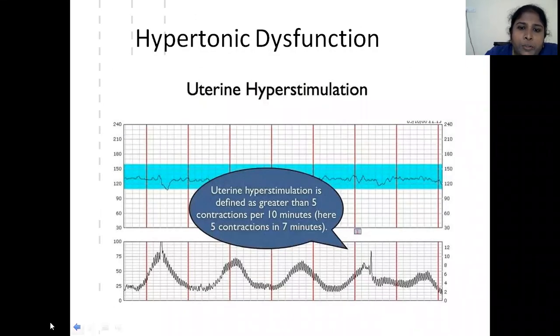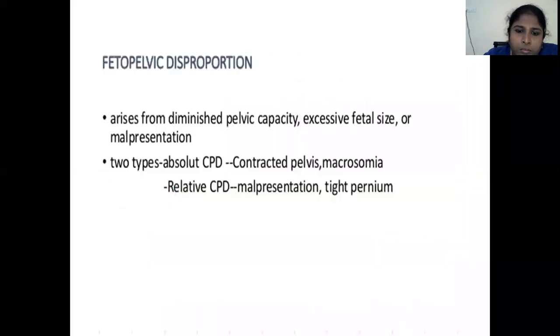Next, this is hypertonic dysfunction. Here you can see more than 5 contractions in 10 minutes. Excessive uterine contractions. Next, feto-pelvic disproportion. This occurs due to a problem in the pelvis, a problem in the fetal size, or in the fetal position.